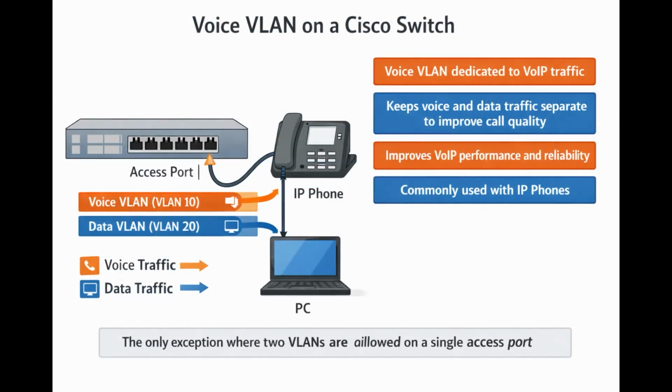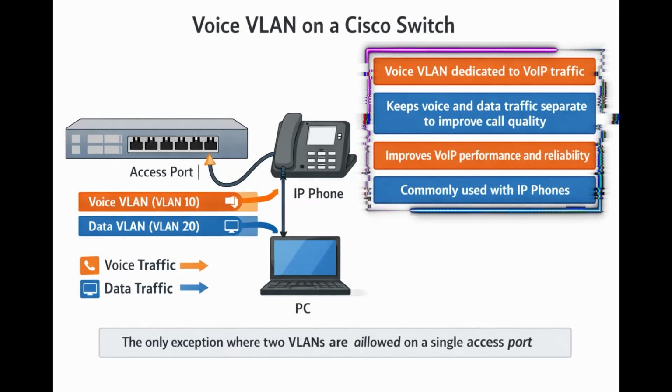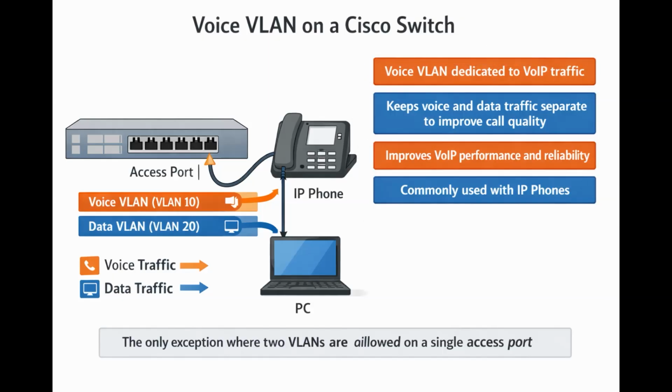Number 3. Voice VLAN. A voice VLAN is dedicated to VoIP traffic and keeps voice packets separate from data traffic to improve call quality. The key points: improves VoIP performance and reliability, allows 2 VLANs on one interface, 1 data VLAN and 1 voice VLAN, and is commonly used with IP phones. This is the only exception where 2 VLANs are allowed on a single access port.